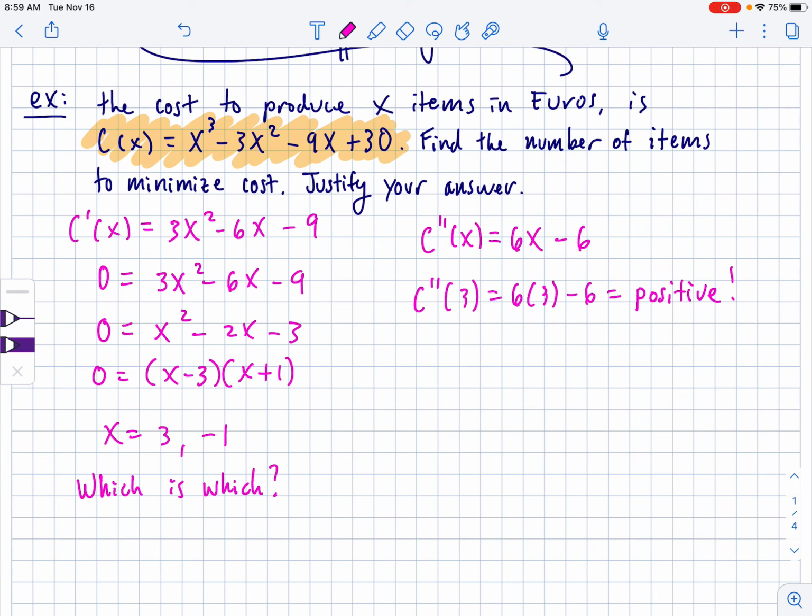Remember, a positive number means that the graph is concave up in that zone, which means that that is a minimum. So when the second derivative is positive, that's the minimum. So when they make 3 items, the cost will be at a minimum.